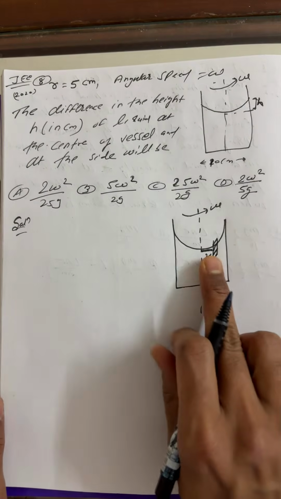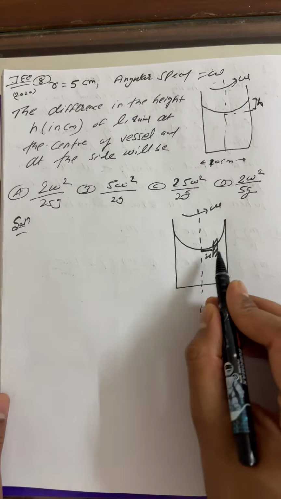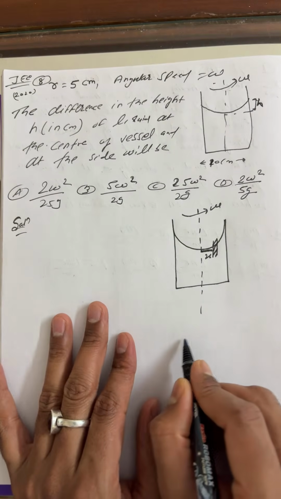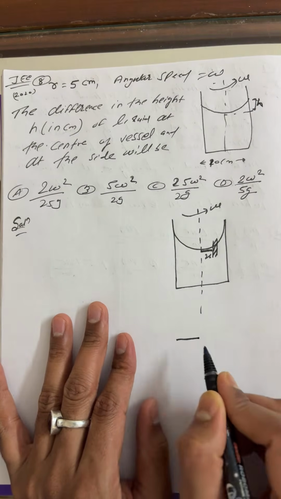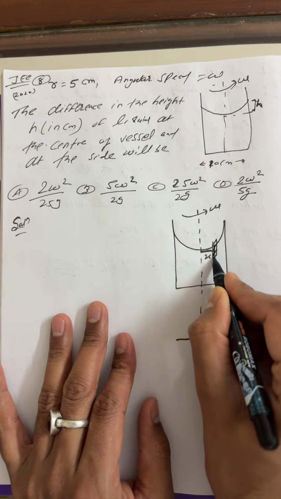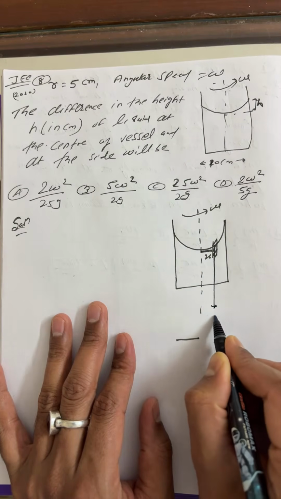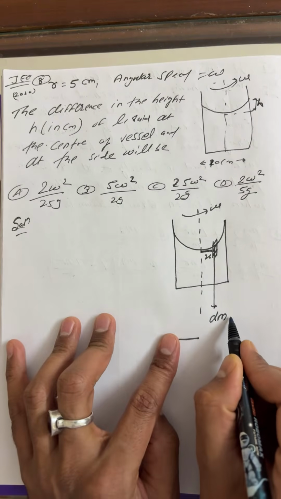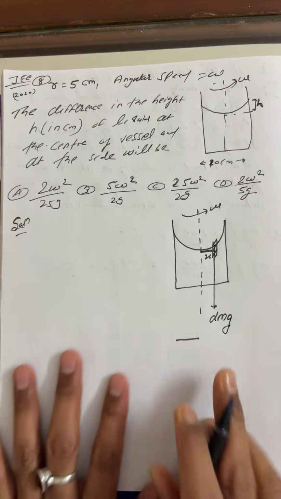For more clarification, this is the condition here. You have to take x. Now this mass is dm, because you are doing the operation for a small element. So this is dmg due to gravity.